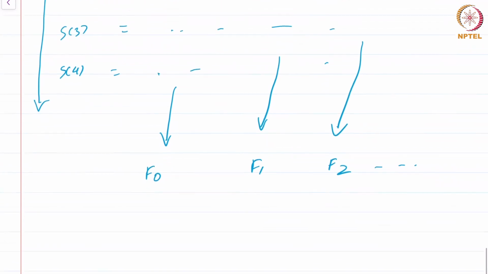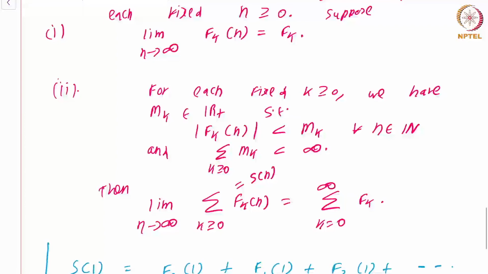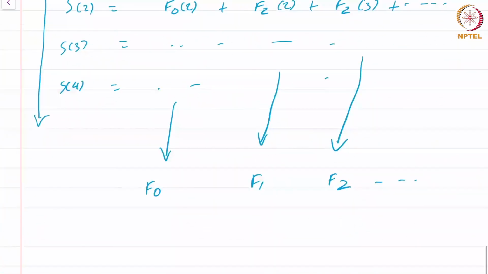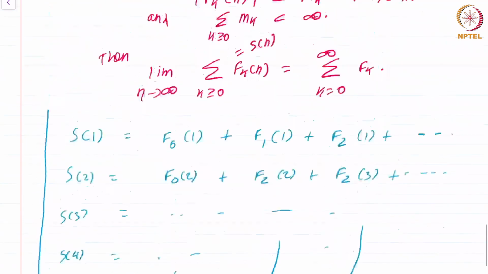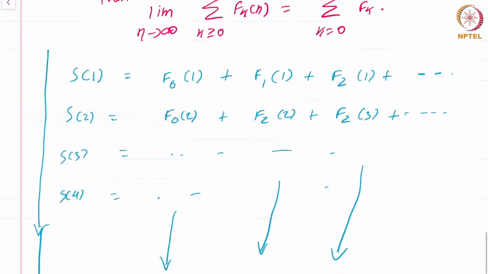What Tannery's theorem says is that under this specific condition 2, which just says that for each fixed k, we have a bound on fk of n's, Mk, such that summation k greater than or equal to 0 of Mk converges, then to determine this limit, it's enough to just sum up these. So essentially we are giving a condition under which you can interchange the limit and the summation. Let's see a proof.